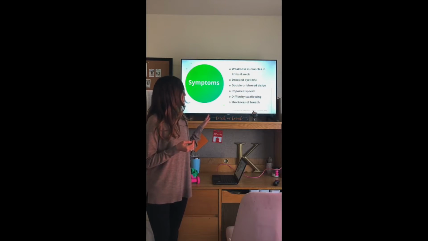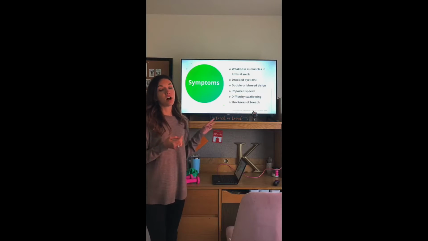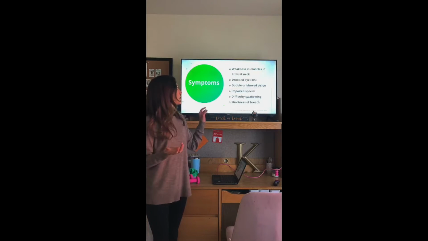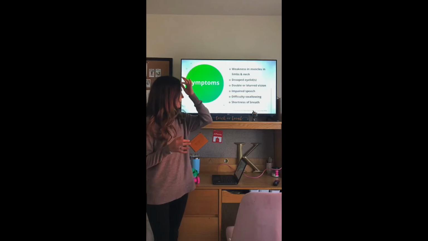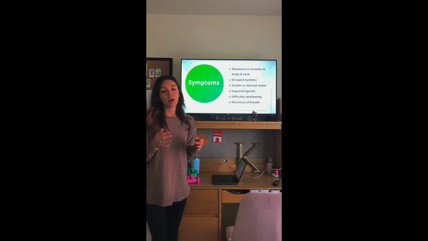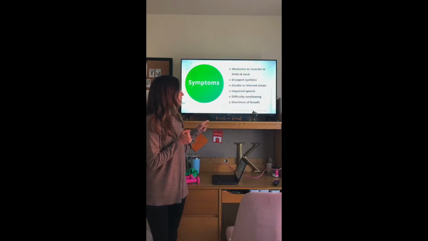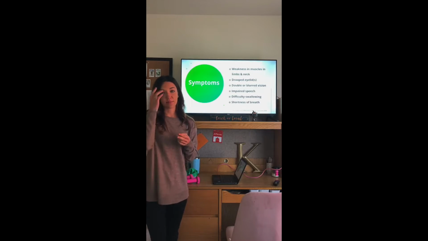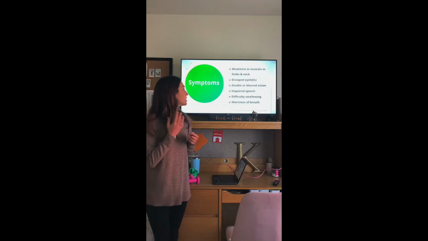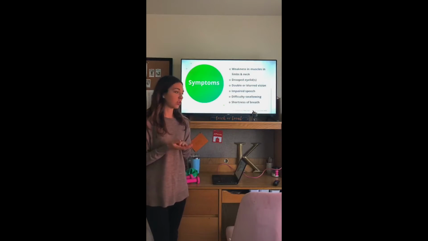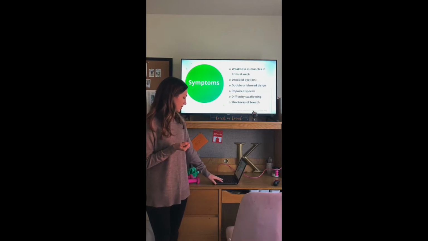So the key symptoms of myasthenia gravis, mostly fatigue, but that is characterized by weakness in muscles in all limbs and the neck, but more specifically the upper extremity, including the hands and the fingers. Drooped eyelids, double or blurred vision is very common because the disease does impact the muscles in the eyes. Impaired speech, difficulty swallowing, and shortness of breath are all also very big symptoms of MG.